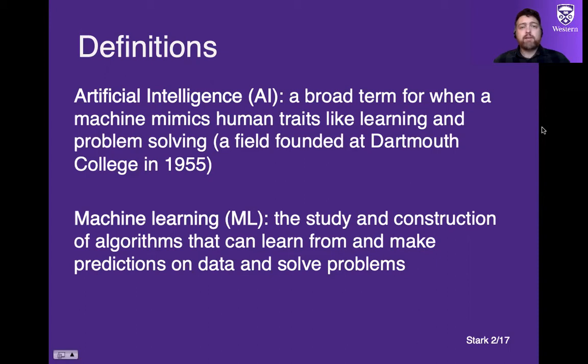But the AI we talk about today is in some ways very different from what the founders of the field imagined many decades ago. Today's AI is based on something called machine learning, or the study of and construction of algorithms that can learn from and make predictions on data and solve problems based on those predictions.